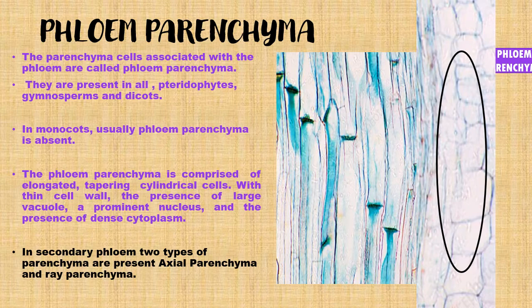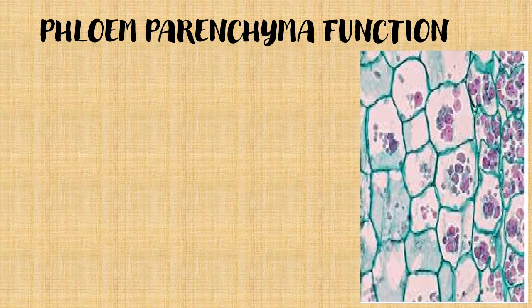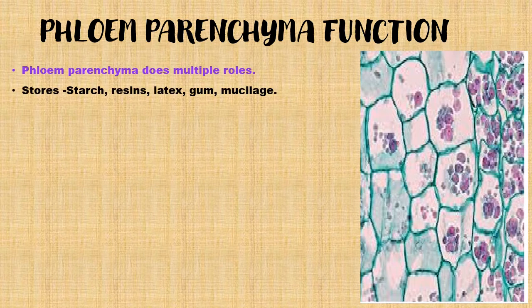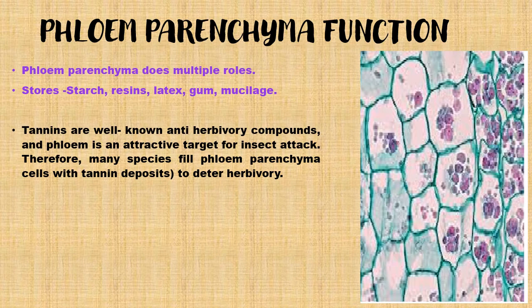In phloem there are two types of parenchyma. One is axial parenchyma, another one is ray parenchyma. Phloem parenchyma does multiple roles. The major function of phloem parenchyma is storage. It stores starch, resin, latex, gum and mucilage. Phloem contains food, so it is an attractive target of insects. To get rid of that, it contains an anti-herbivory compound which is called tannin.